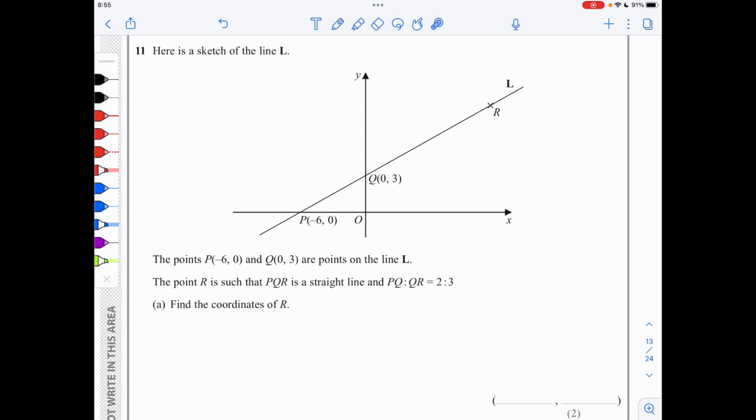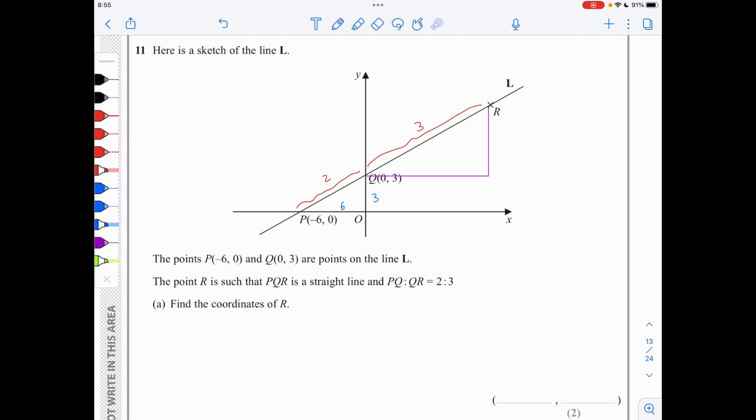In 11, we start off with a sketch of the line L. We know it passes through the points P and Q, and we are told that the ratio of PQ to QR is 2 to 3. So that means that if this is 2, then this is 3, and we need to find the coordinates of point R. Well, we know that to go from P to Q, I will be going 6 to the right, 3 up, and therefore I can use the ratio of 2 to 3 to say that to go from Q to R, I will be using this ratio.